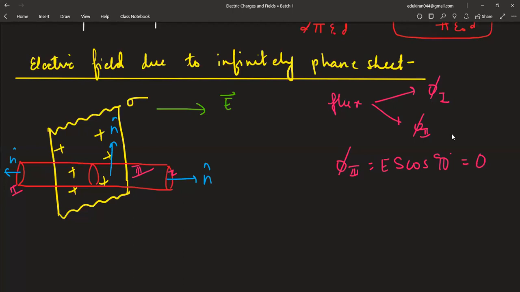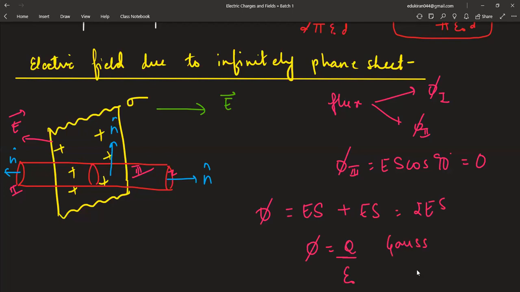Now we are left with flux due to the first and second surfaces. The net flux would be ES due to the first surface, since cos 0 is 1, and due to the second surface also ES, because the electric field is there also. So this is 2ES. And what is Gauss's theorem? It is Q divided by epsilon naught. This is our Gauss's theorem.